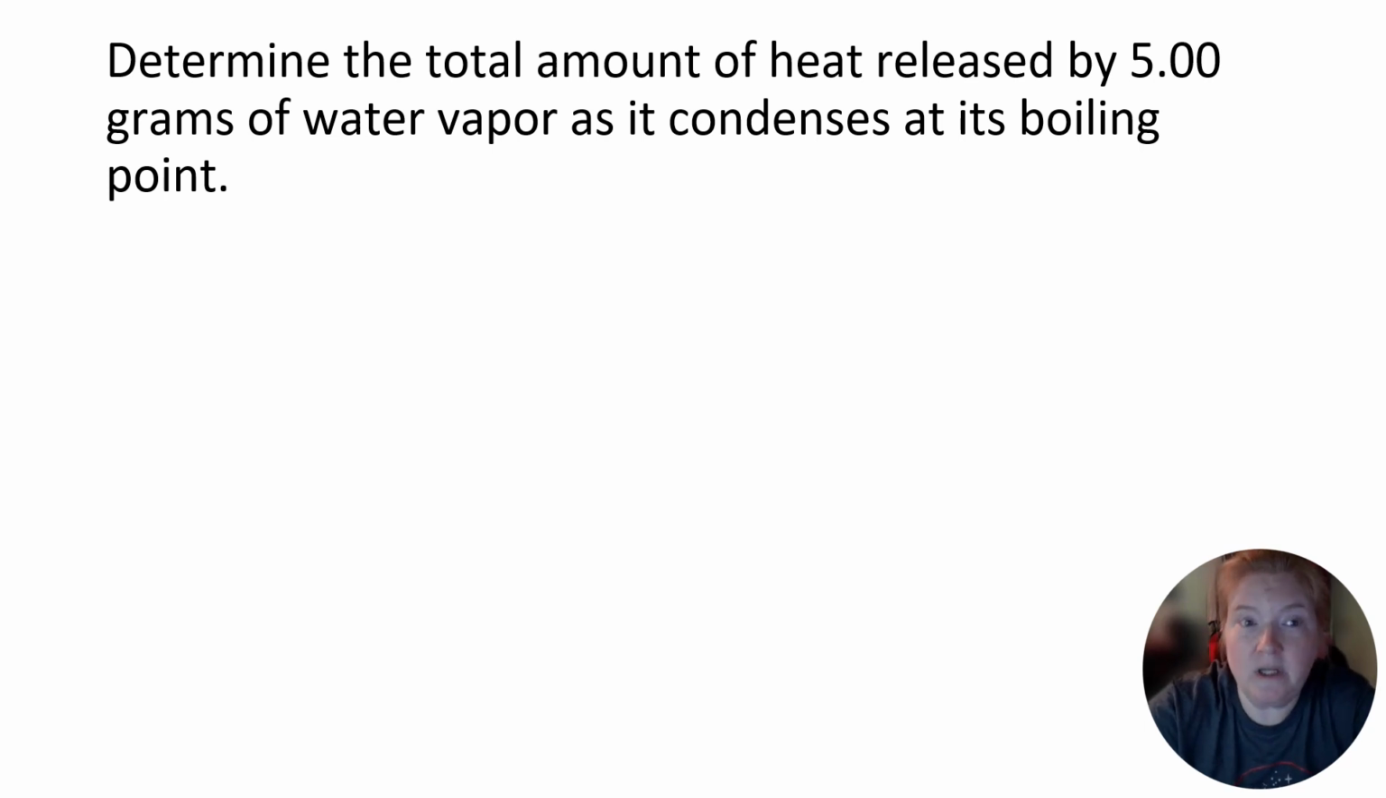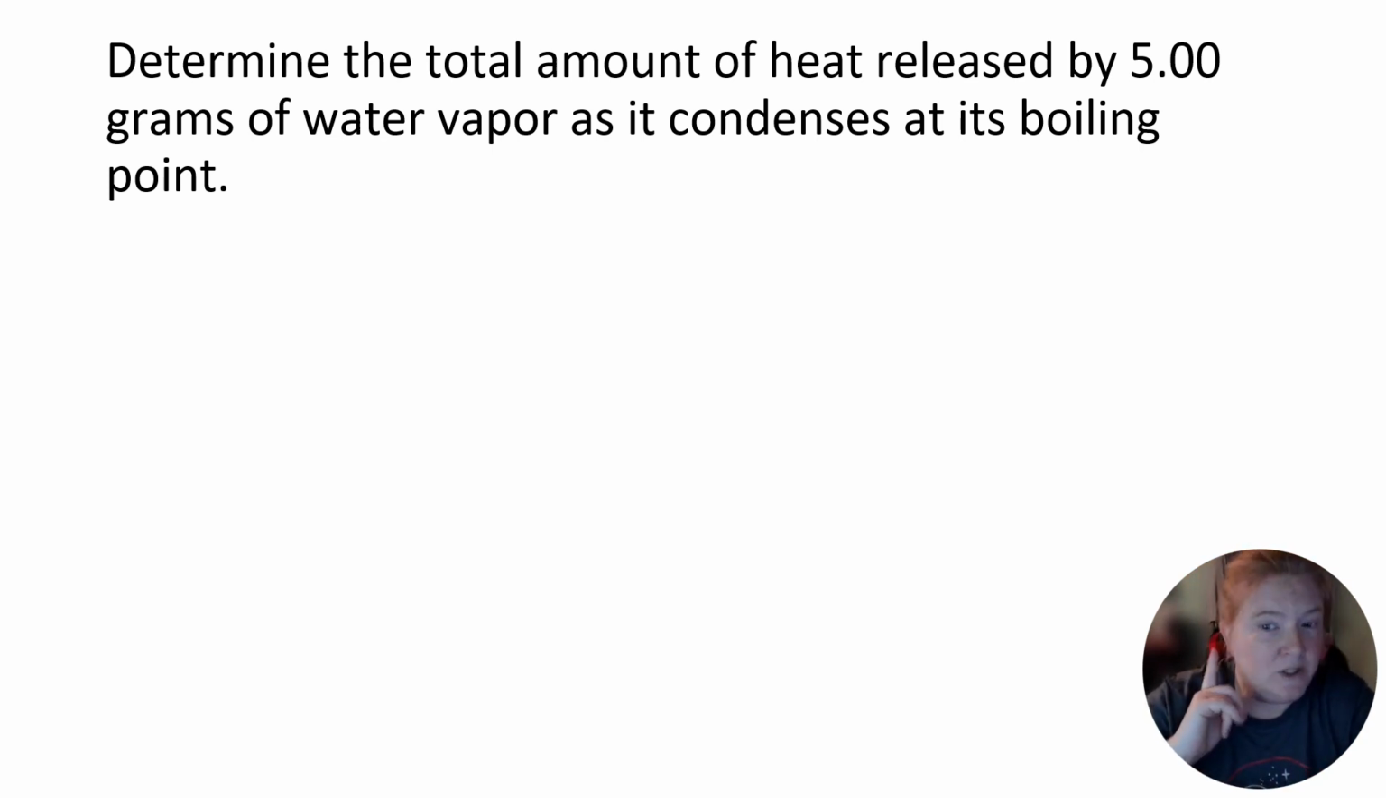All right, here's the next one. Determine the total amount of heat released by 5.00 grams of water vapor as it condenses at its boiling point. Does the question mention temperature change at all? There's not even a temperature in the question. All it says is that it's at its boiling point. What's the boiling point of water? 100 degrees Celsius. But it doesn't say it went up or went down, nothing. It just says it's at its boiling point.